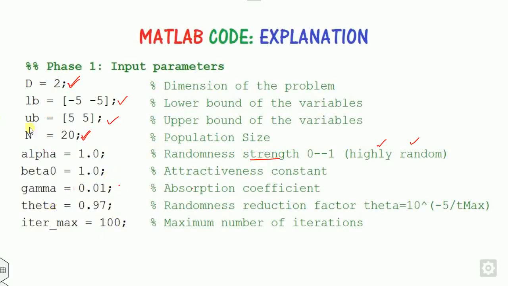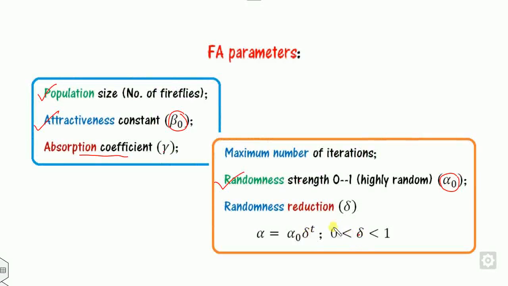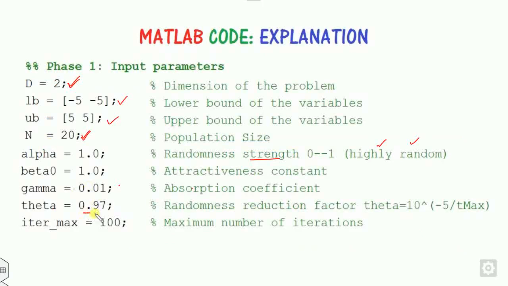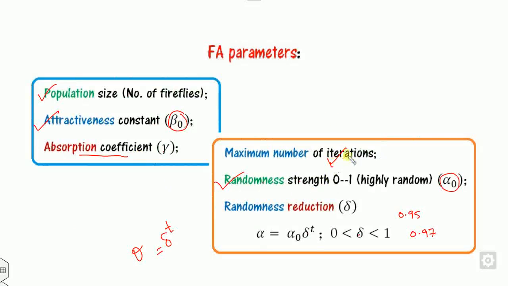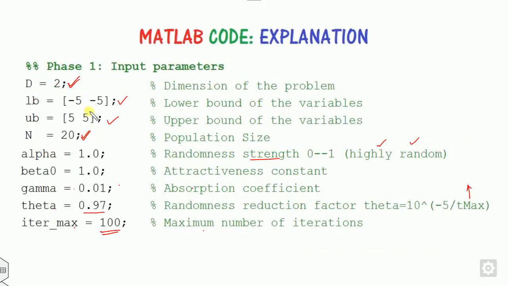Theta is nothing but my delta. Delta lies between 0.95 and 0.97, so I called this my theta, and I consider it as 0.97. Otherwise you can consider 10 raised to the power minus 5 divided by T max. T max means the maximum number of iterations, and the maximum number of iterations I set as 100. So these are the parameters, all 6 parameters I have defined here.